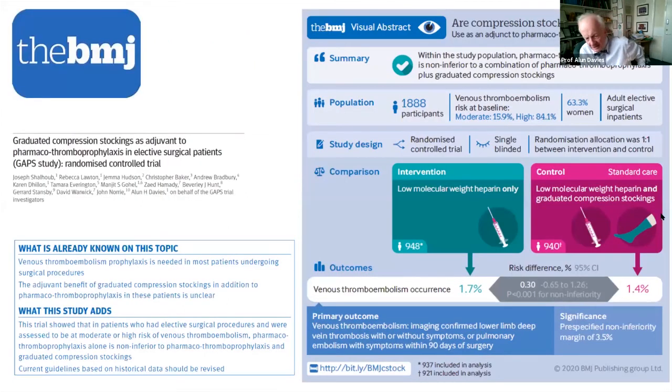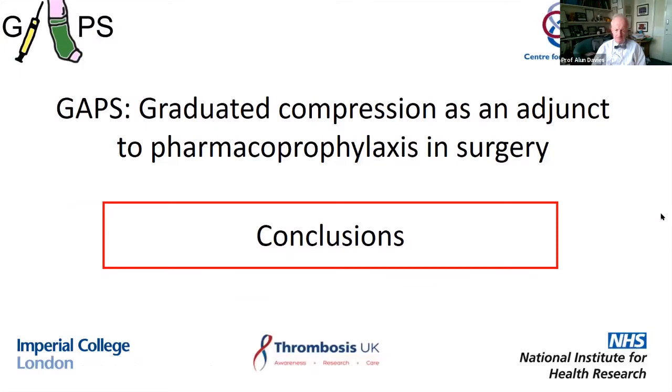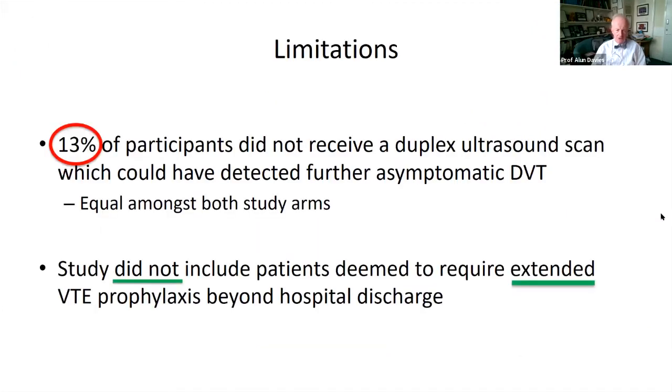We published this recently in the British Medical Journal, and it was very clear, and to summarize, that there really is no adjuvant benefit from using graduated compression stockings in this cohort of patients who are receiving low molecular weight heparin. But there are some cohorts that need some further consideration, and I will comment to you a little bit more about those. So what are the conclusions?